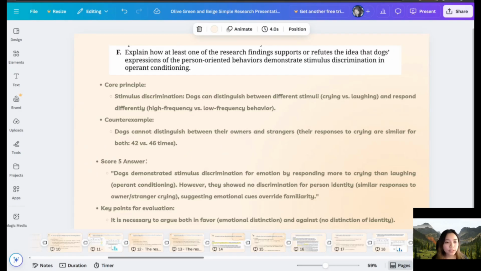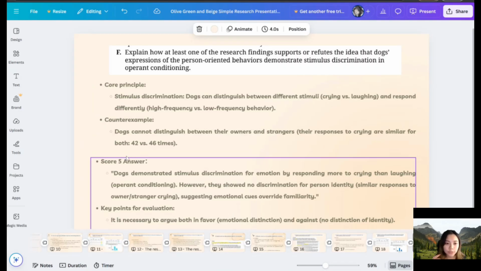The core principle for this one is stimulus discrimination. So stimulus discrimination for this one is the dog can distinguish between different stimuli, for example, crying versus laughing, and responds differently, which is high frequency versus low frequency behavior. The counterexample for this one is the dog cannot distinguish between their owners and strangers, so their responses to crying are similar for both. Like remember what I said, for the owner it's 42, for the stranger it's 46.